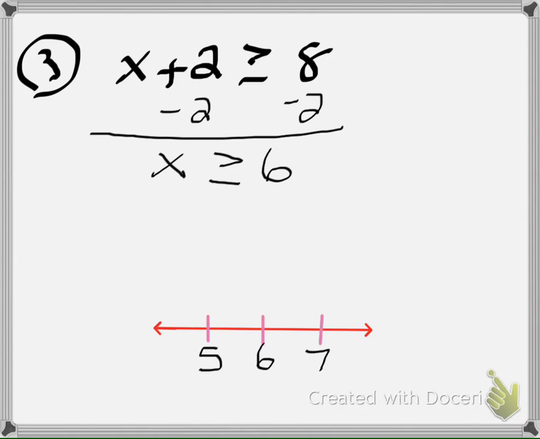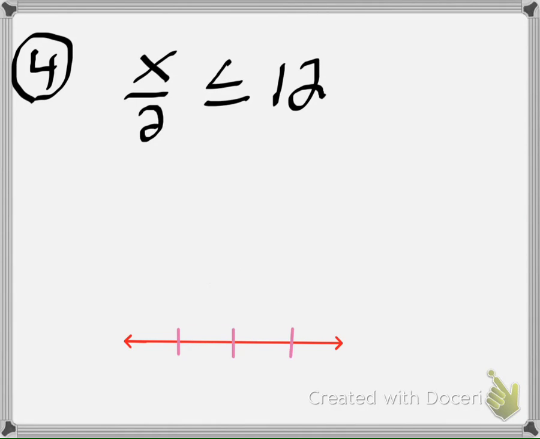The numbers that are greater than or equal to 6 are to the right, and this time, because it does have an equal to sign under there, I do shade in 6 because it's part of the solutions. Number 4, copy it, solve it, and then press start again. So press pause now.